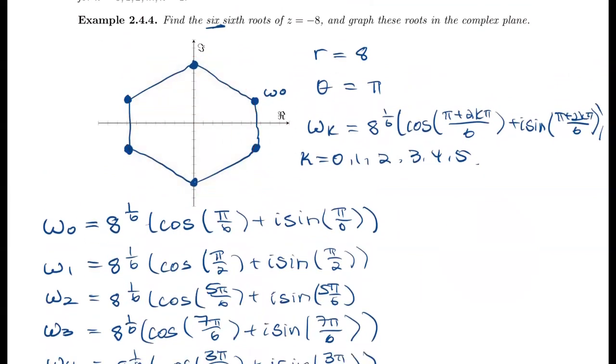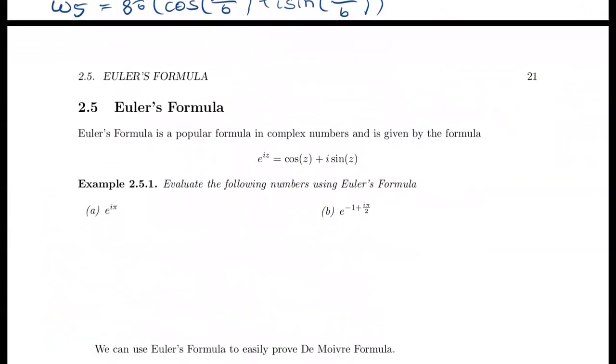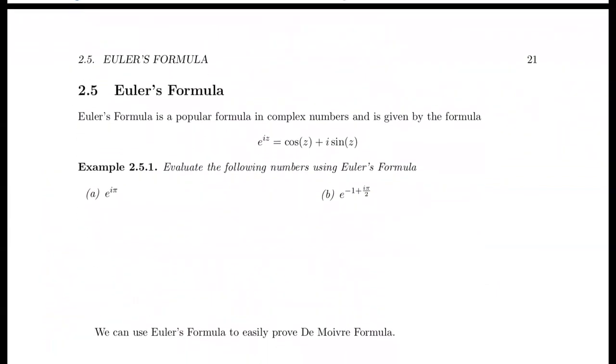Okay, so the last bit here we'll be having a look at Euler's formula. Euler's formula is basically saying that if you have a complex number z, and you raise e to the power iz, then that's also the same as saying cosine of z plus i sine of z. For example, let's say we want to evaluate the following numbers using Euler's formula.